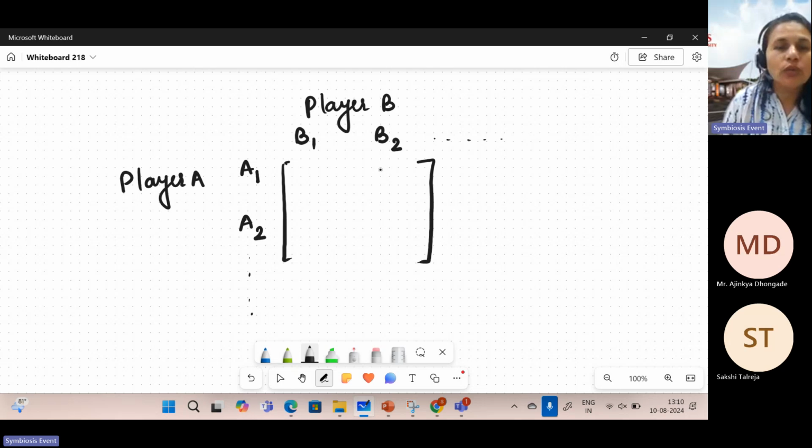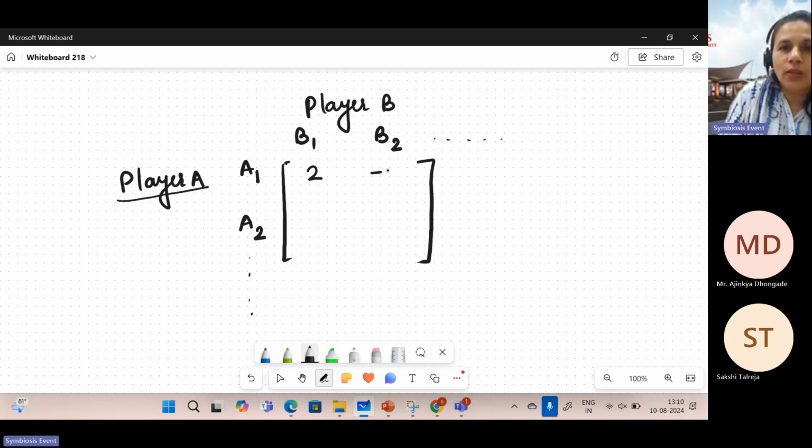And on what basis am I deciding? On the basis of, let's say player A is taking the A1 strategy, B is going by the B strategy. Somebody is going to win something. So player A is going to have 2. So I'm writing in favor of A right now.